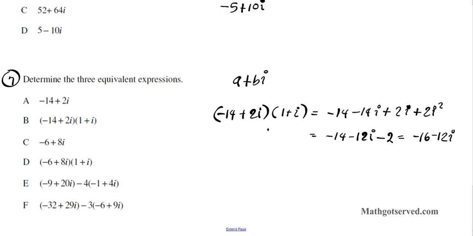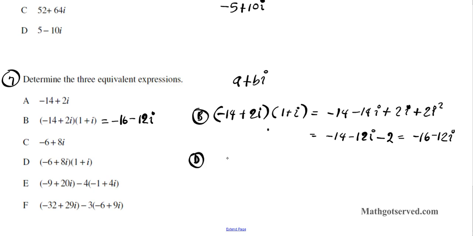All right, so B is negative 16 minus 12i. All right, option C is already in a plus bi form, so let's leave that alone. Let's take a look at option letter D.